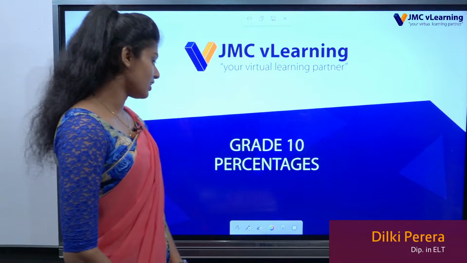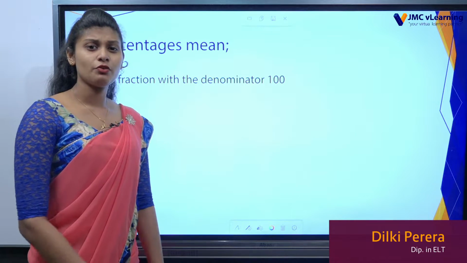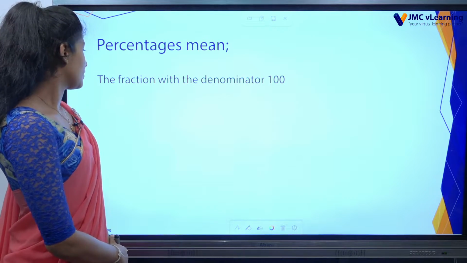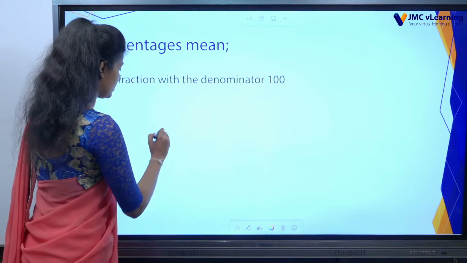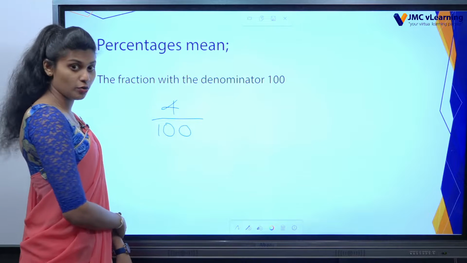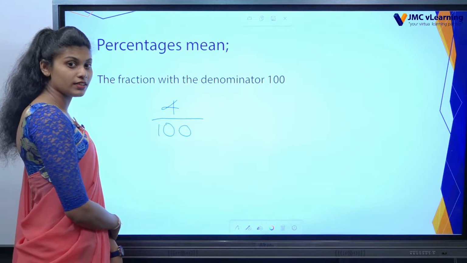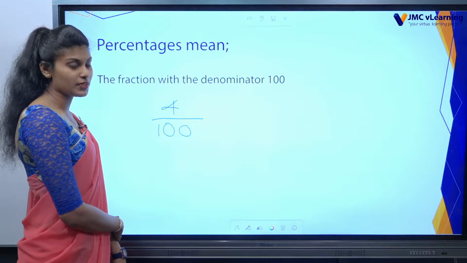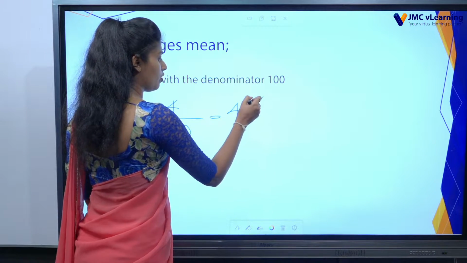Welcome to JMC V-Learning. Today our lesson is percentages. What is the meaning of percentage? It is a fraction with the denominator 100. That means 100 is the denominator, 4 is the numerator. 4 over 100. How can you write this as a percentage? You can write it as 4%.